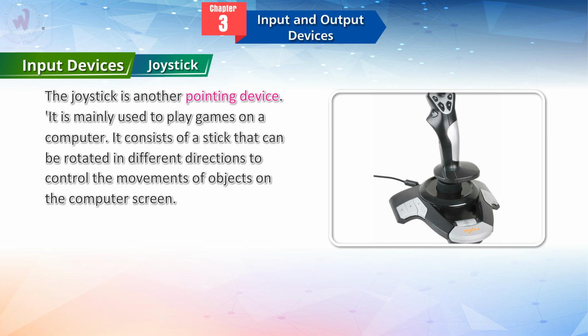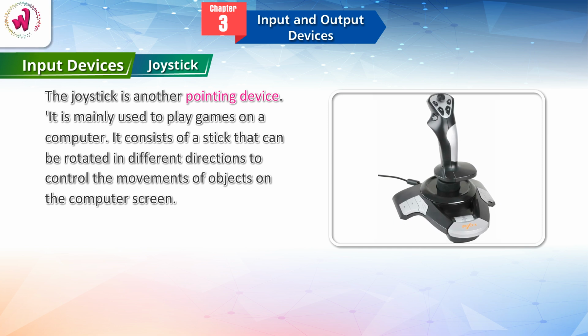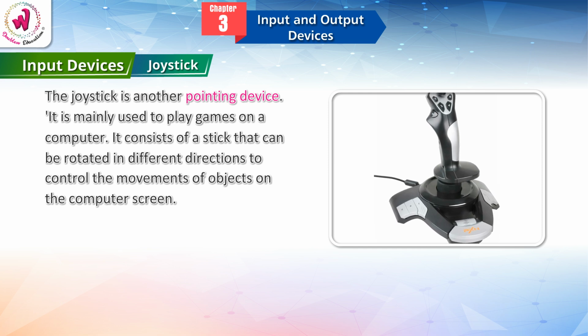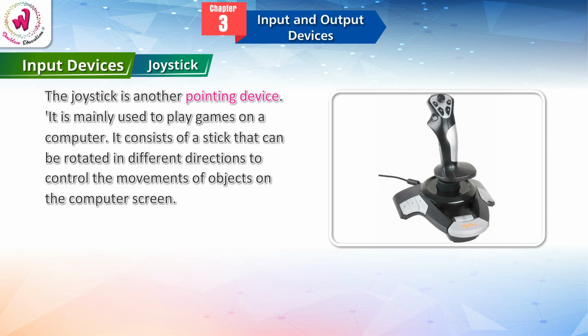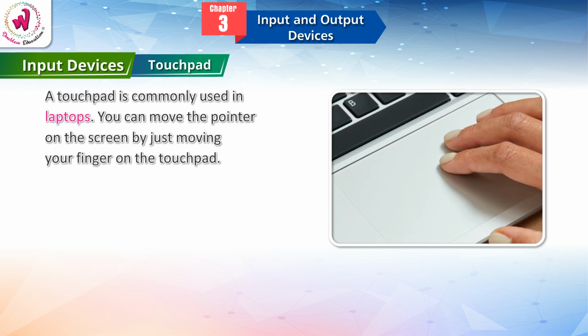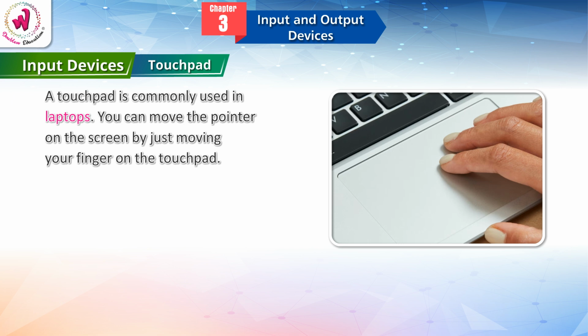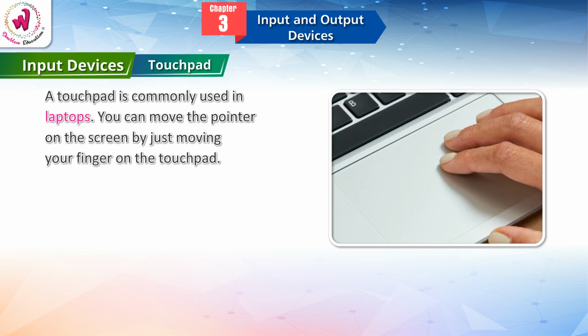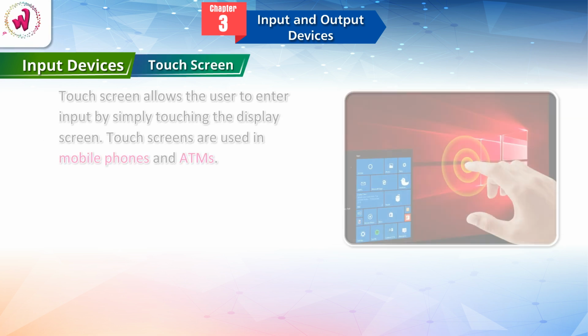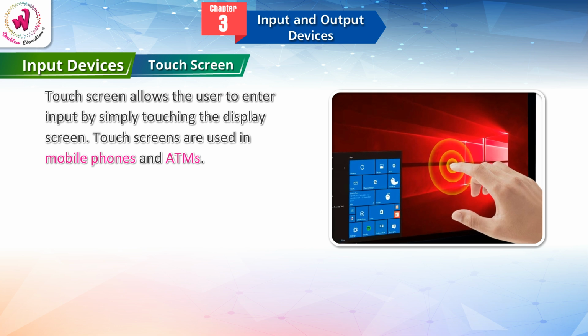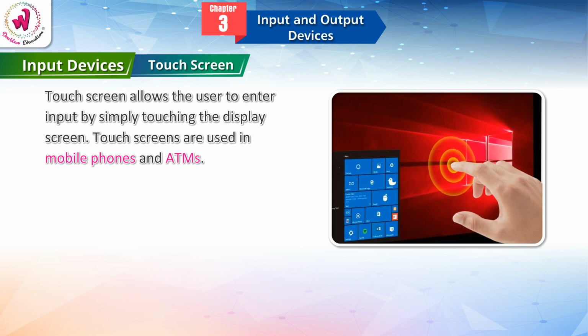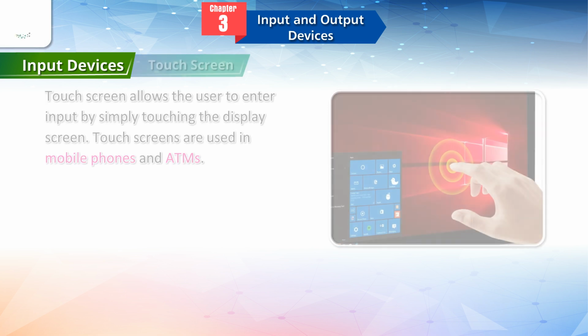Joystick. The joystick is another pointing device. It is mainly used to play games on a computer. It consists of a stick that can be rotated in different directions to control the movements of objects on the computer screen. Touchpad. A touchpad is commonly used in laptops. You can move the pointer on the screen by just moving your finger on the touchpad. Touchscreen. Touchscreen allows the user to enter input by simply touching the display screen. Touchscreens are used in mobile phones and ATMs.